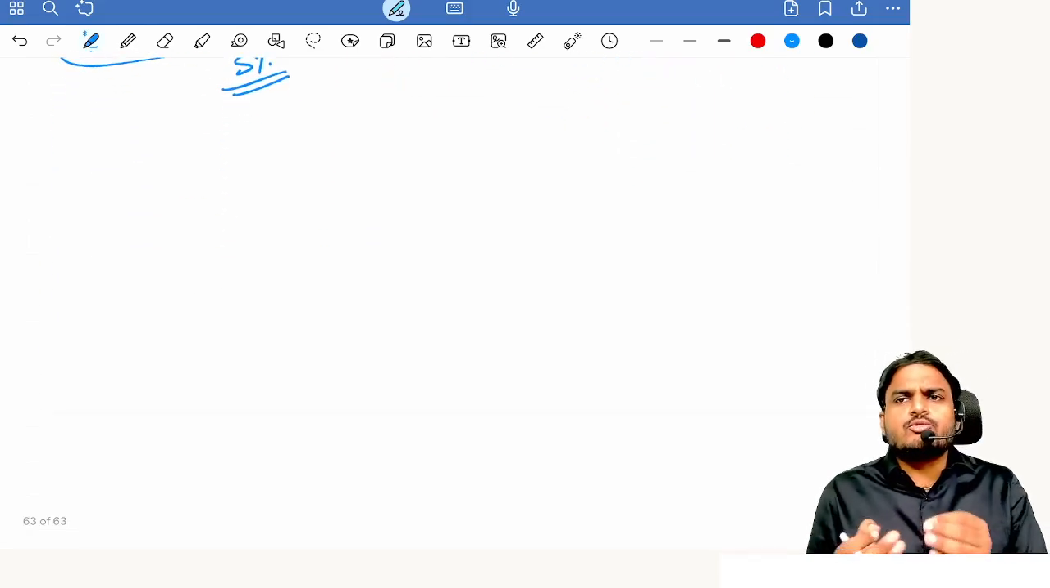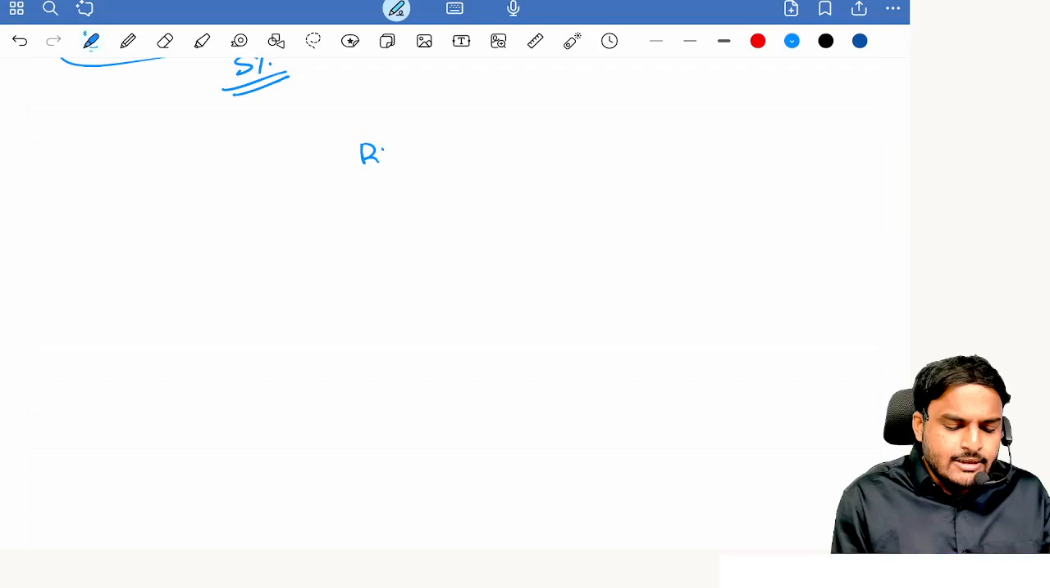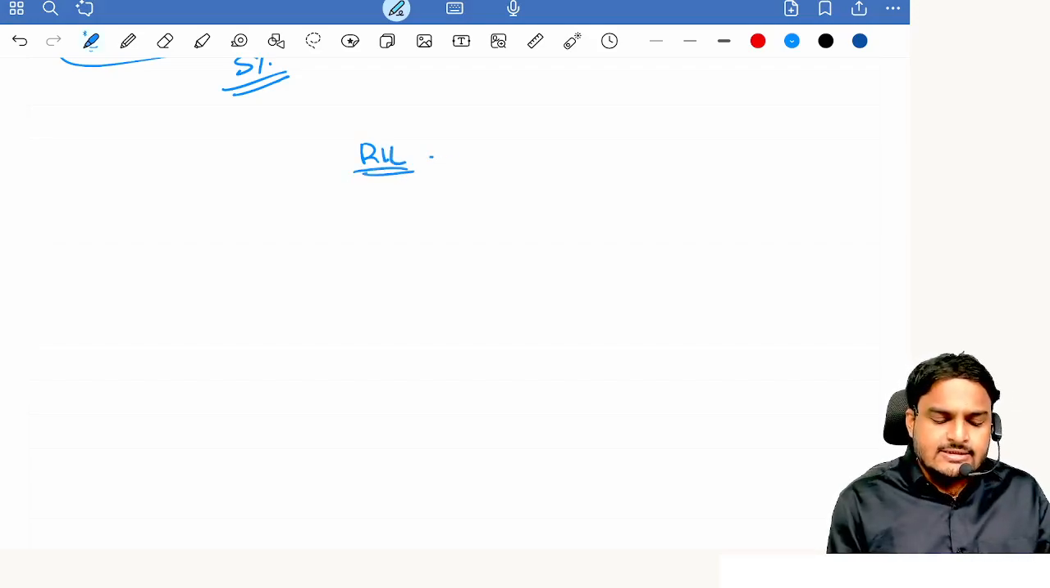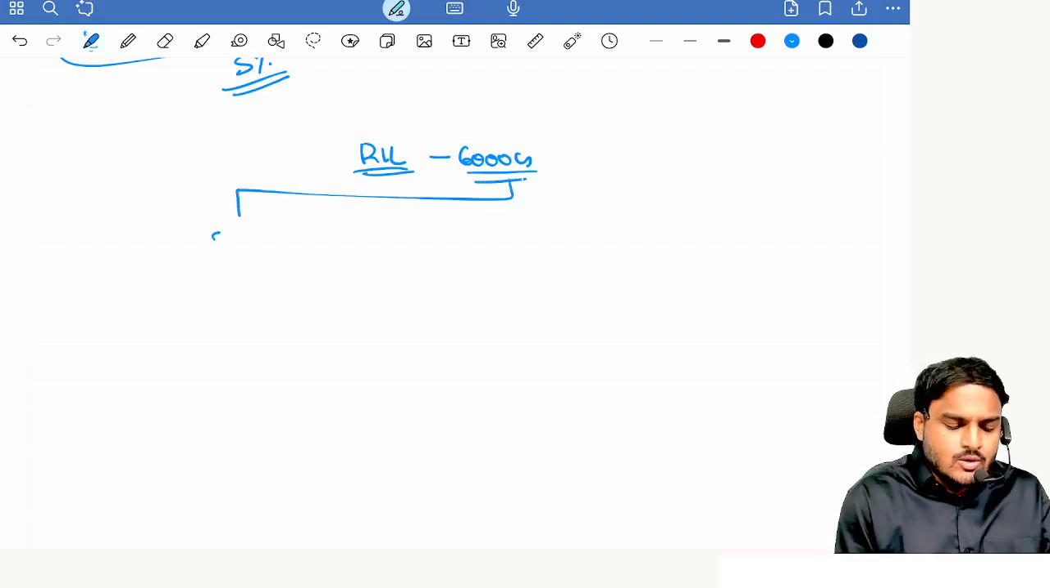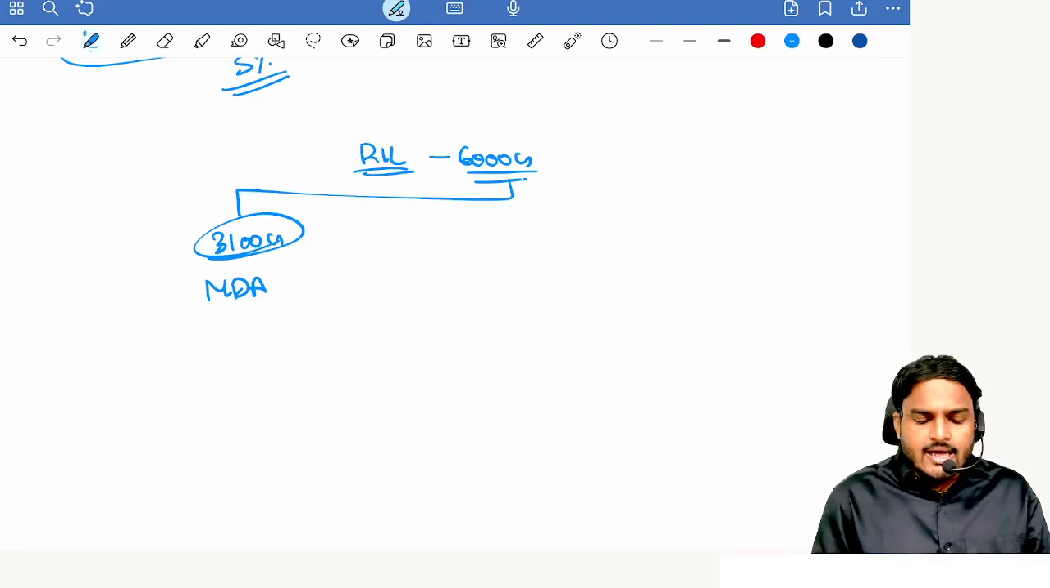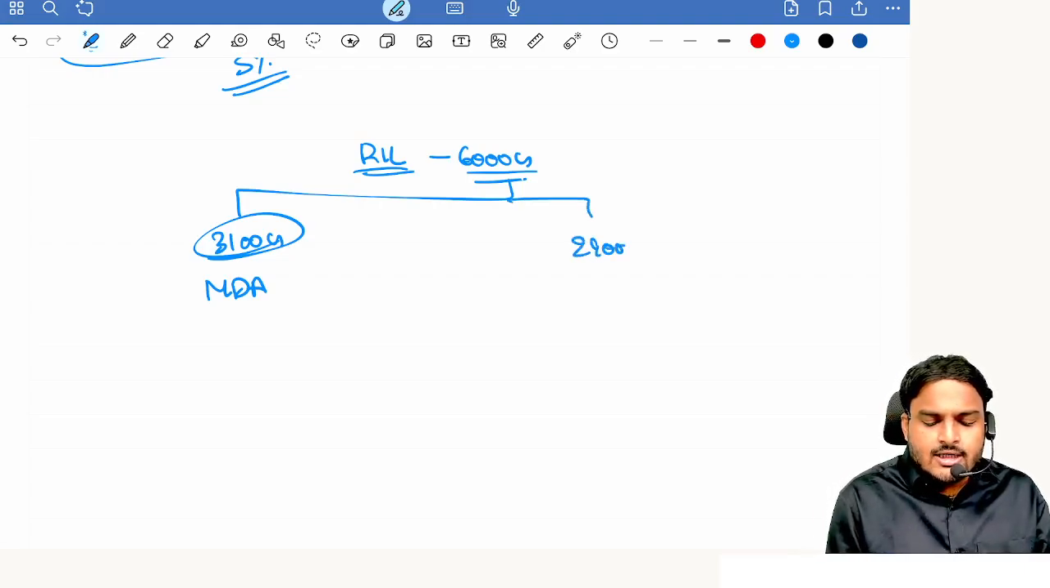Okay, 10% you may feel is a small amount. For example, take Reliance Industries Limited. This company has 6,000 crores paid up share capital. Out of 6,000 crores, 3,100 crores is held by Mukesh Dhirubhai Ambani and family members, and the balance 2,900 crores is held by others.